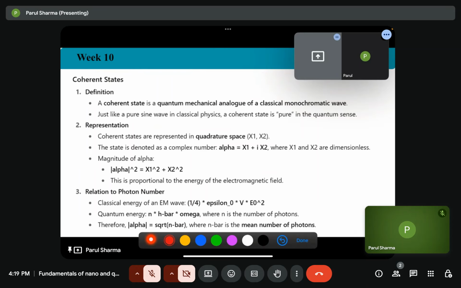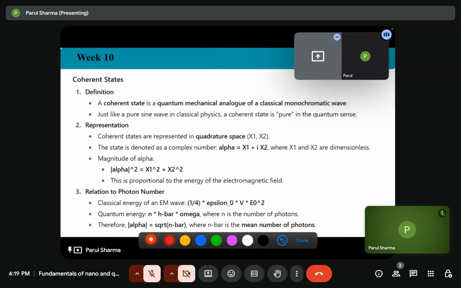So now we will define the coherent states and squeezed states. So a coherent state is a quantum mechanical analogy of a simple monochromatic wave. So we consider the monochromatic wave. A monochromatic wave is the purest form of waves and we can construct any object out of various monochromatic waves. Just like a pure sine wave in classical physics, a coherent state is pure in the quantum sense.